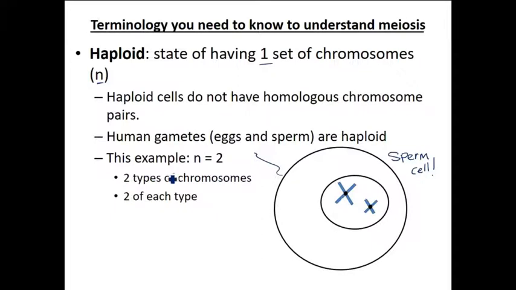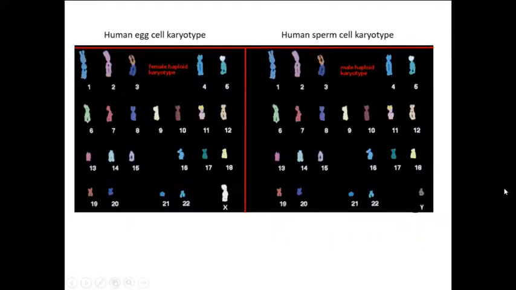Oh, and here is a lovely typo. So in this example, n equals 2, so there's 2 types of chromosome, but are there 2 of each type? No, wrong. Got to fix that. There's only 1 of each type of chromosome, and that's why it's haploid. So there's 1 long and 1 short. They don't have their buddies.